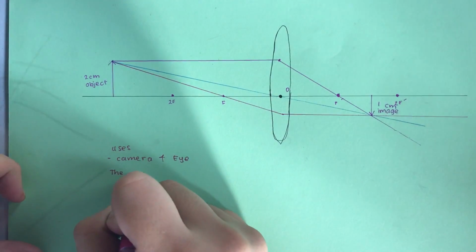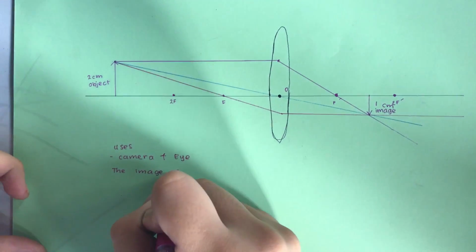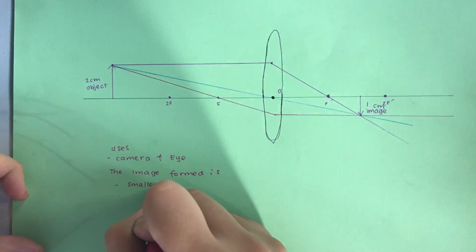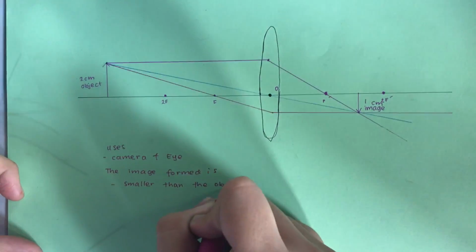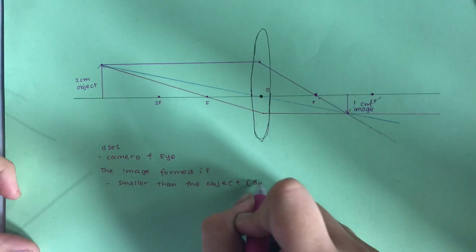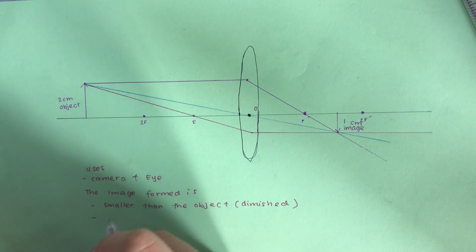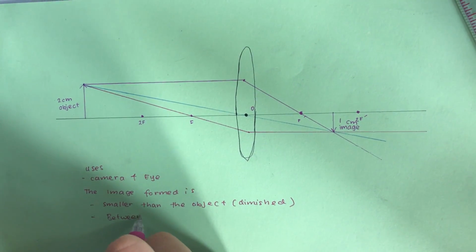The uses of this are the camera and the eye. The image formed is smaller than the object, which is diminished, between f and 2f. It is inverted, which means upside down, and it is real. Light rays travel to the image.